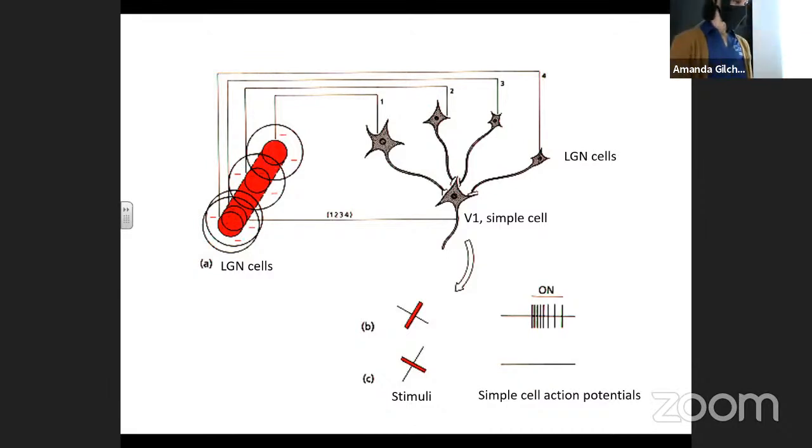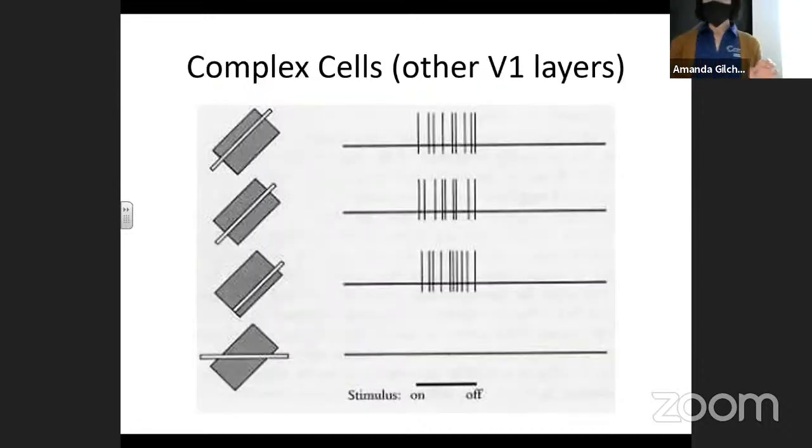Okay. So complex cells are going to be a little bit different. These are found in other layers of primary visual cortex. Here's what's cool. These are going to be in other layers besides layer 4. They are actually the most common type of cell in the striate cortex. Now, like simple cells, they prefer bars of light in a certain orientation.